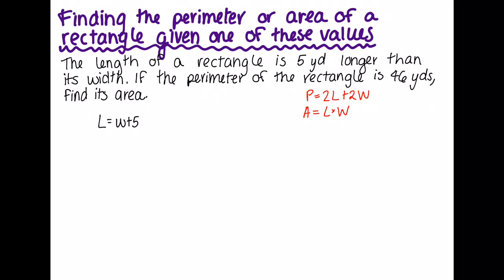And we know that the perimeter of the rectangle is 46 yards, so the perimeter is equal to 46. We're going to take this information and plug it into our perimeter formula over here, and then we'll be able to solve for W.